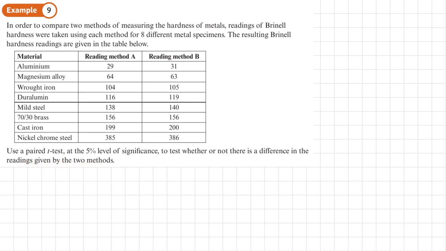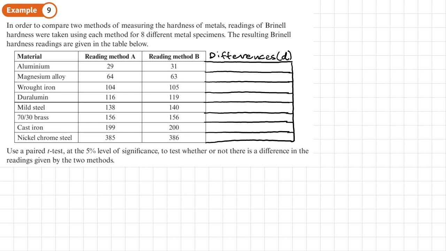Well, the first thing that we need to do is to add another column to work out what those differences are, because that's going to be our calculation for our test statistic. So to work out these differences, we want to see whether it's increased or whether it's decreased and write it down as a positive or negative.